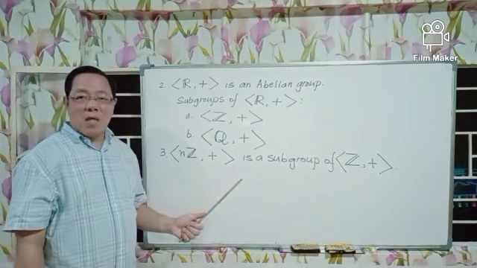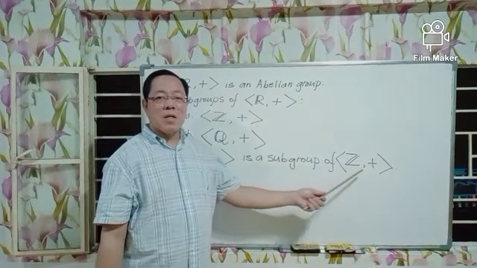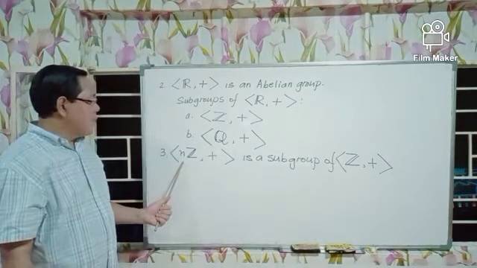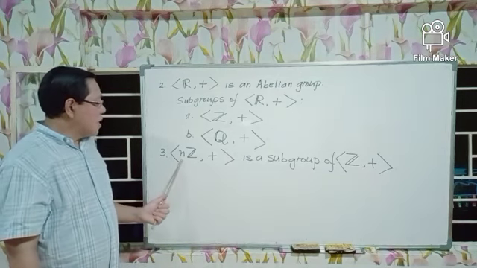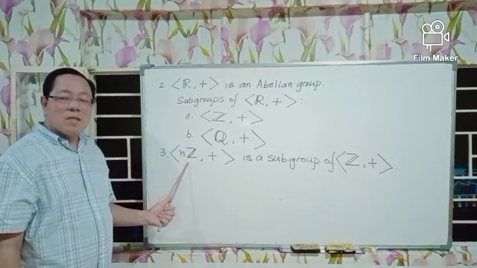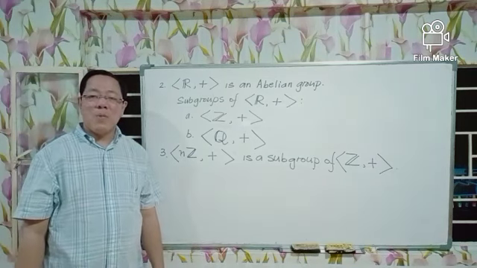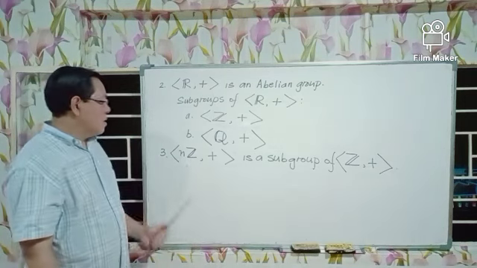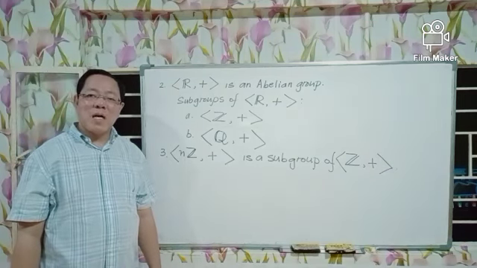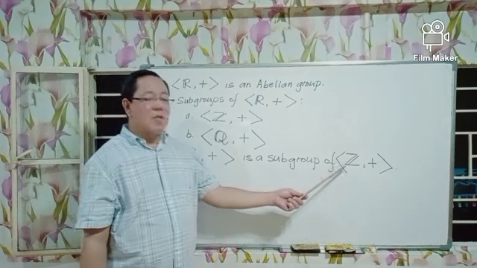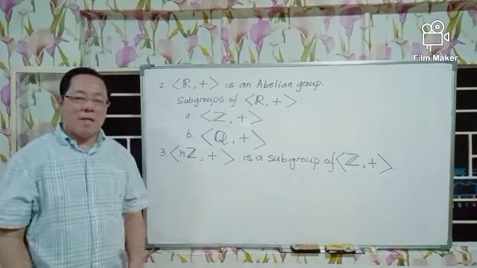And one of the subgroups of the set of integers under addition is the set nZ under addition. The elements of nZ are multiples of the integer n. And the elements of nZ are obtained by multiplying every element of the set of integers Z by the integer n.